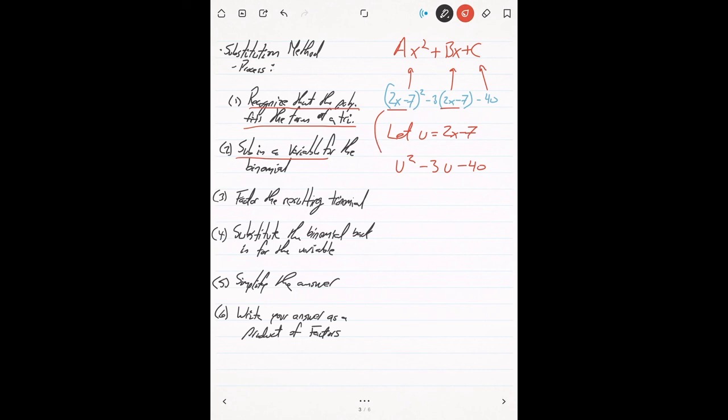These polynomials have the same form. They have the same setup. So my hope is that I can factor this simplified trinomial, this simplified polynomial. Well, let's see. We need to break this down. We could use the box method.